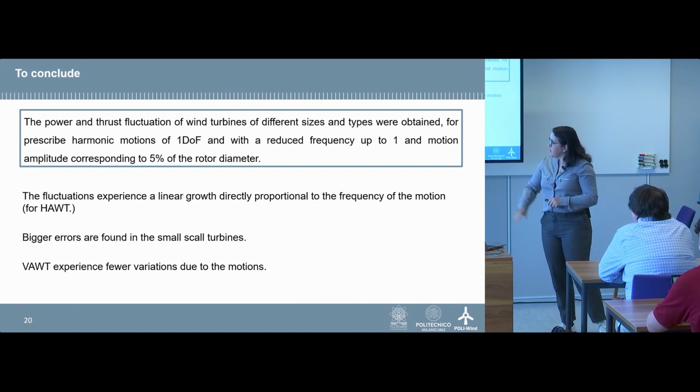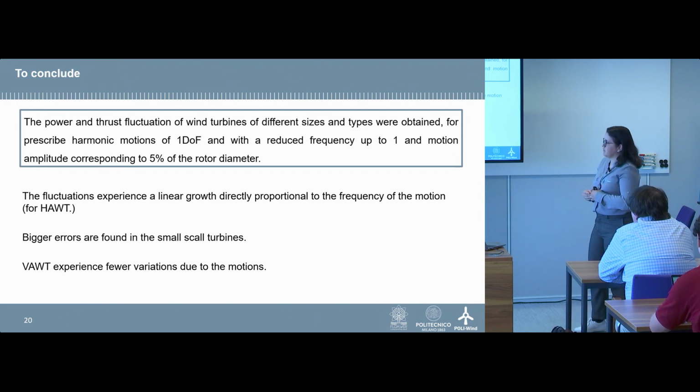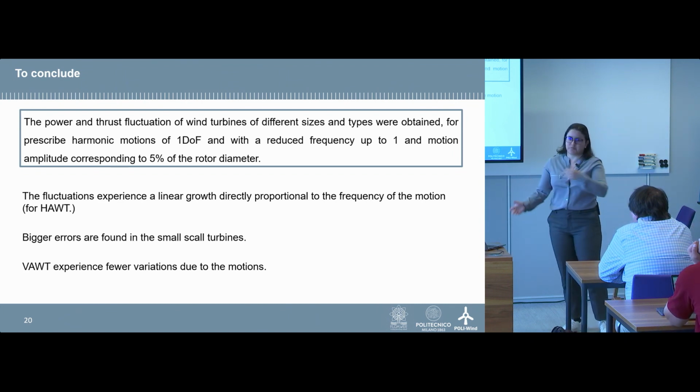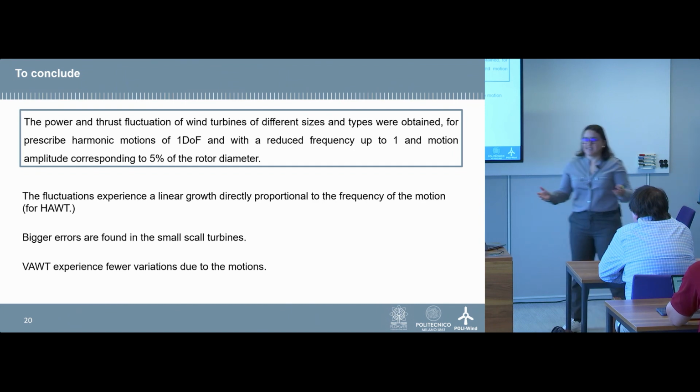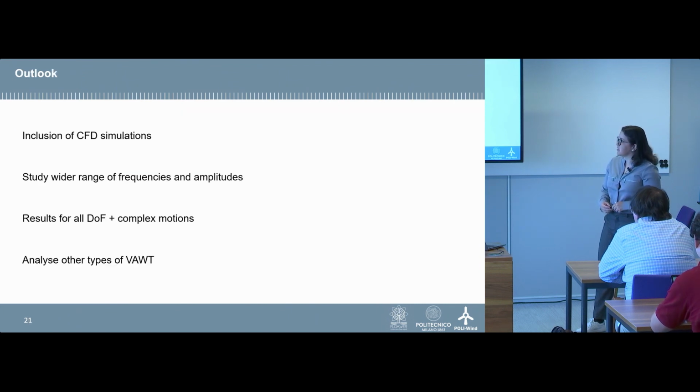We have bigger errors the smaller the turbine. And yeah, the vertical axis turbines don't really experience a lot of variations due to the motions, which is or could be one of the many aspects to think about when we want to give some credit to vertical axis turbines. So there's still a lot of work to do.